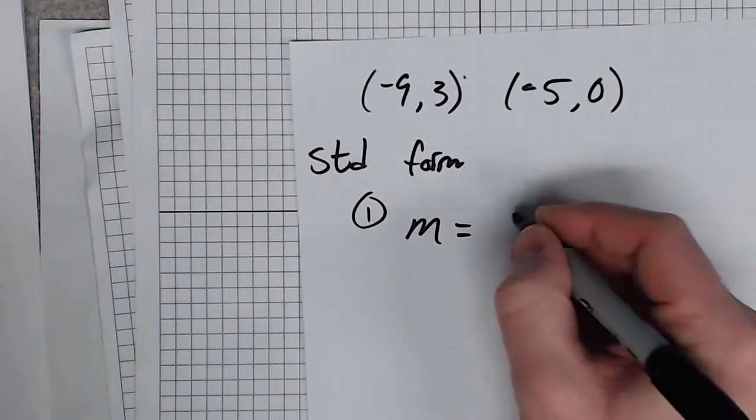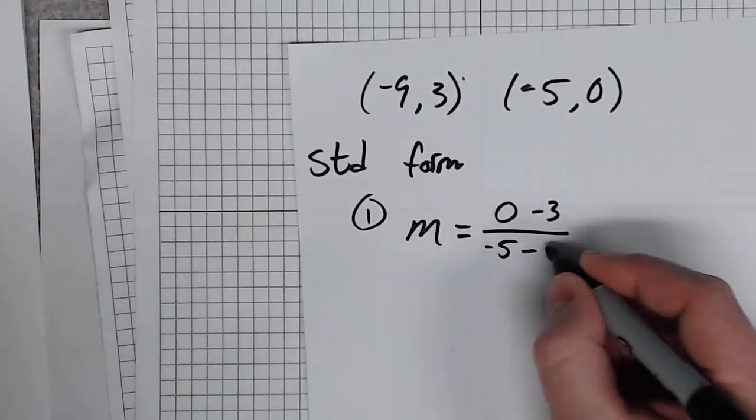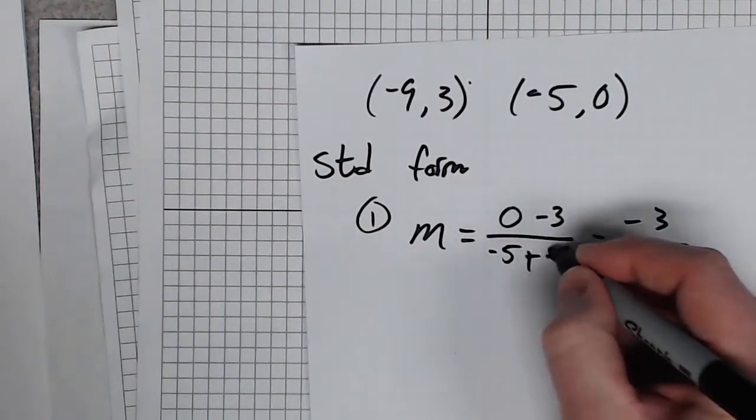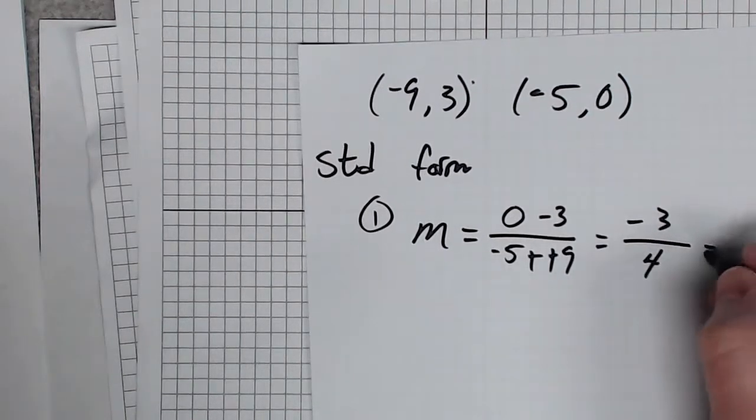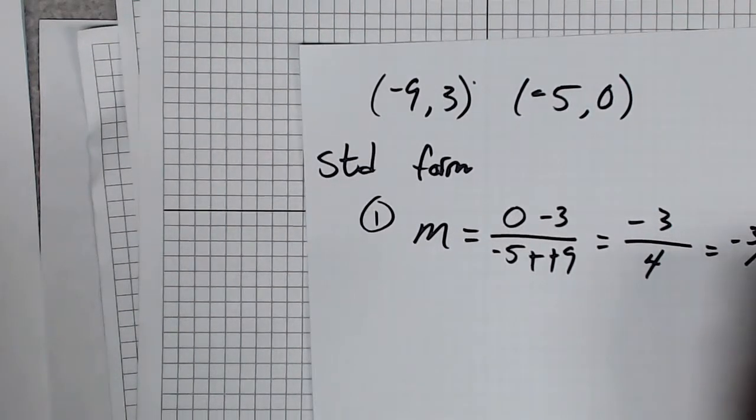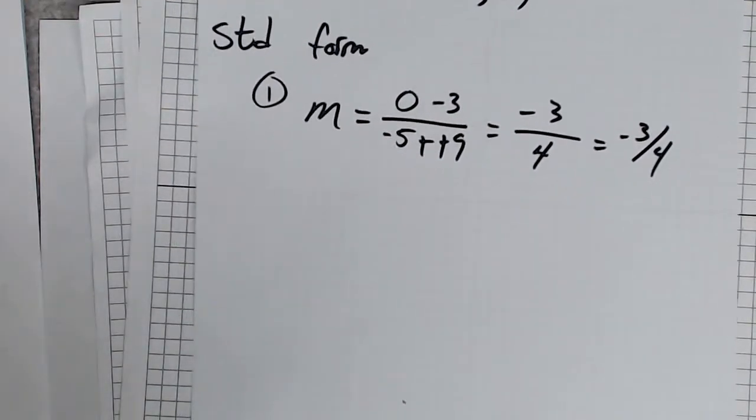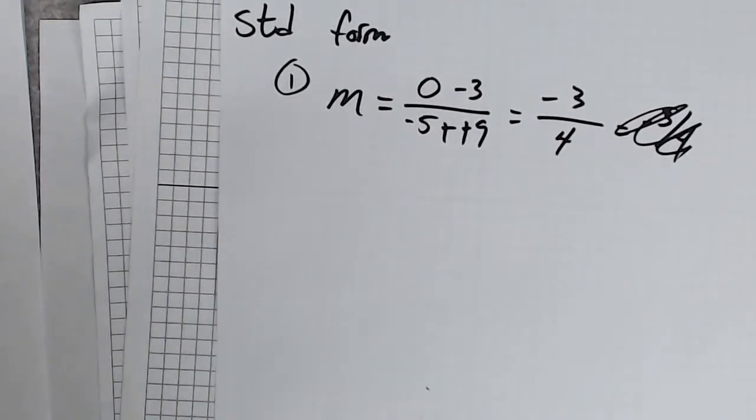So subtract your y values. Subtract your x values. See, 5 plus negative 5 plus 9, that'd be 4. Oh, it simplifies to negative 3/4. So the slope is negative 3/4.